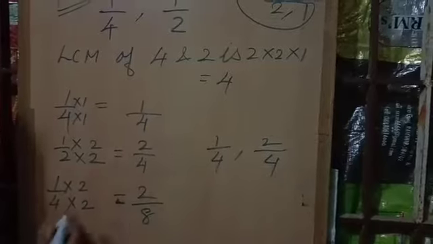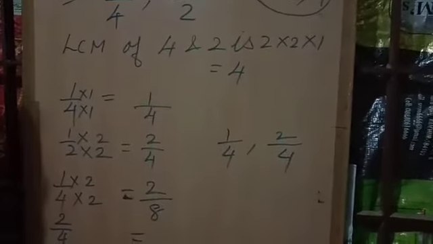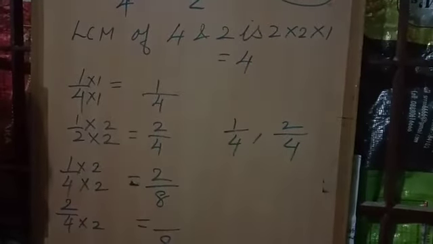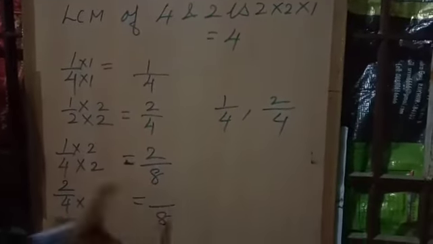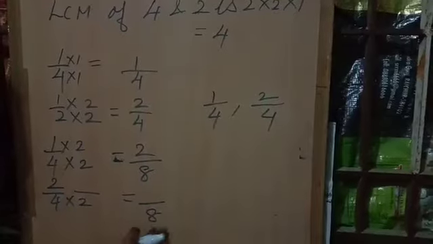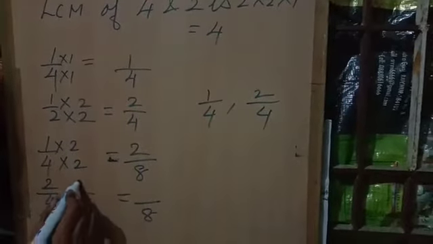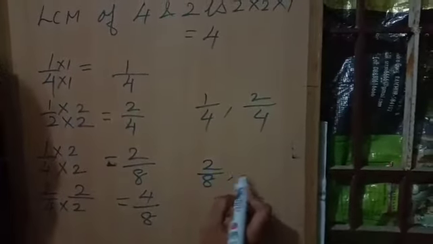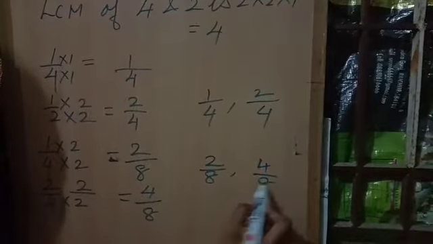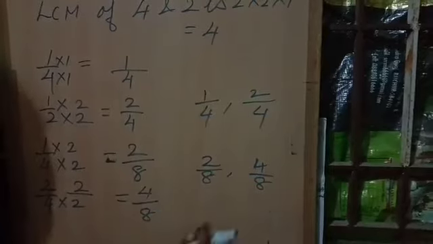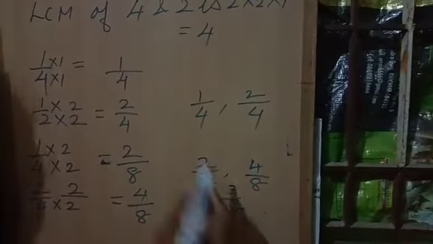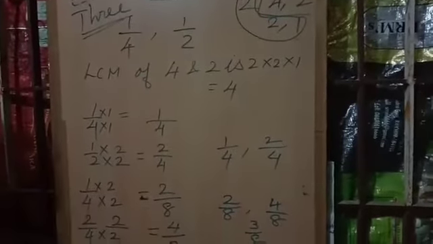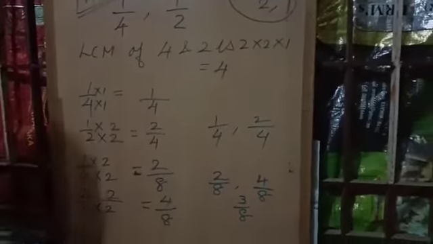Next, take this one. Here also you should multiply by 2 only. Then only you will get denominator 8. Then only we can compare the numerators. Understood? Here 4 2's are 8, here 2 2's are 4. But now 2 by 8, comma, 4 by 8. In between 2 and 4, we can write only 3 by 8. But we need 3 rational numbers. So again you have to find equivalent fractions.